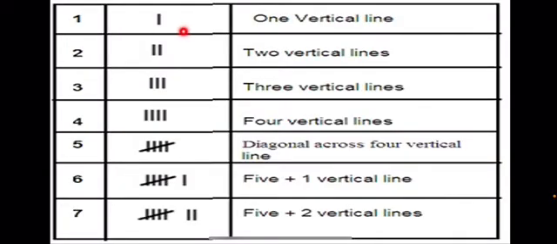So once again we'll revise this. 1 vertical line means 1, then 2 vertical lines, 3 vertical lines, 4 vertical lines, and the 5th vertical line will be a diagonal line cutting all the 4 lines. Then comes 5 plus 1 is 6 and 5 plus 2 is 7.